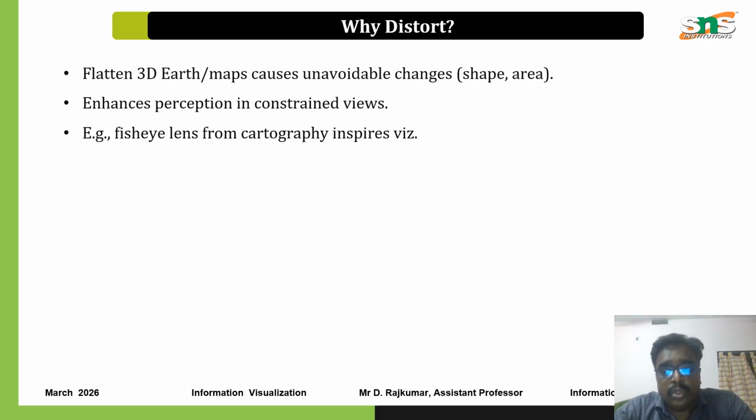So why distort? What is the need for distortion? For example, flattened 3D Earth maps involve unavoidable changes, as we are unable to represent different shapes and different areas faithfully. Distortion also enhances perception within constrained views. It is very useful in those characteristics, and an example is the fisheye lens for cartography, which is inspiring, especially in terms of visualization.